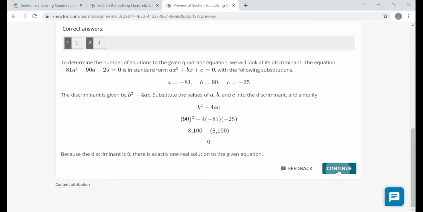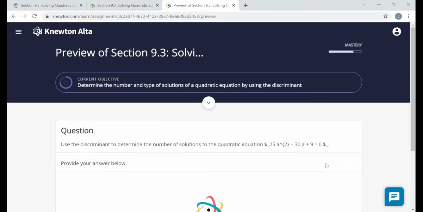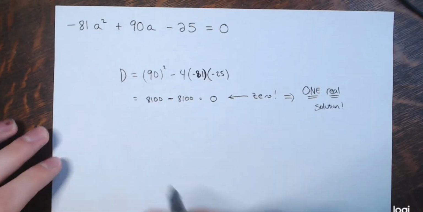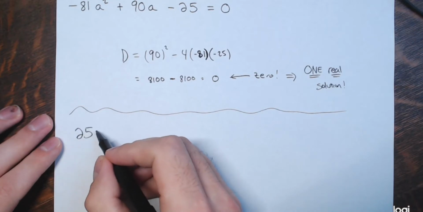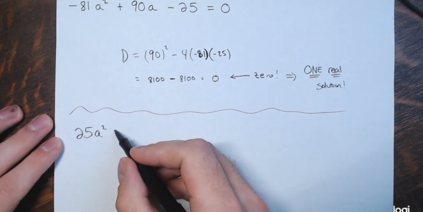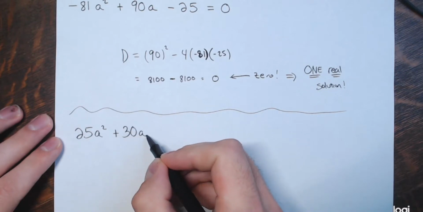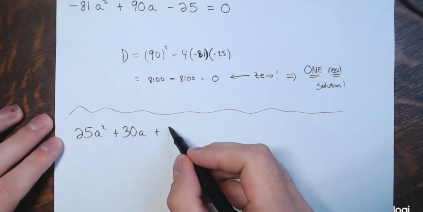Alright, so moving on. Looks like we got just one more question here where, again, we're given an equation that looks like it's in standard form already and asked to find the discriminant and then state how many solutions and what kinds of solutions this equation will have. So I'm just going to go back to this page here and write it underneath. They gave us this equation, 25 times a squared plus 30 times a plus 9 equals 0.